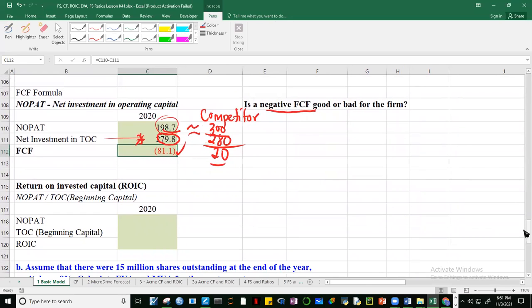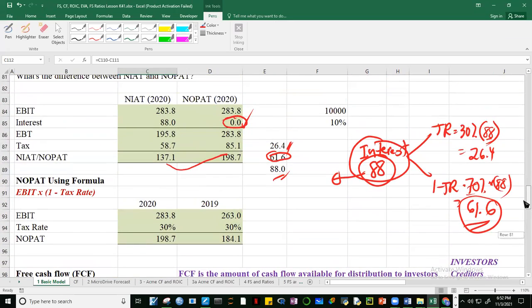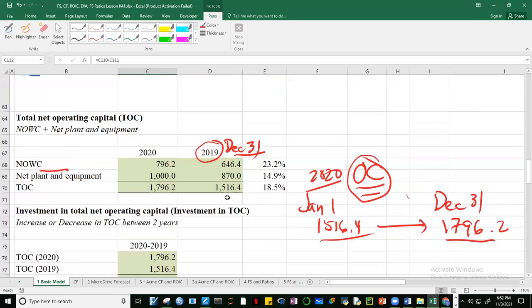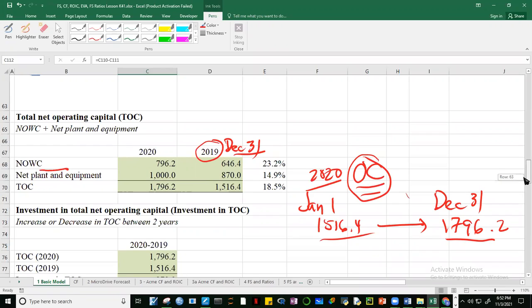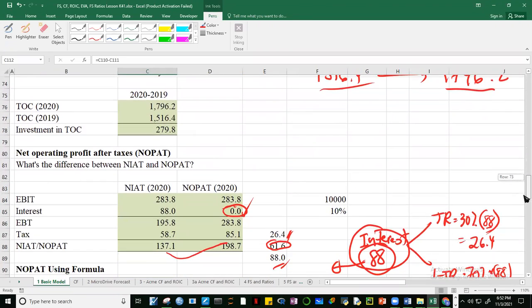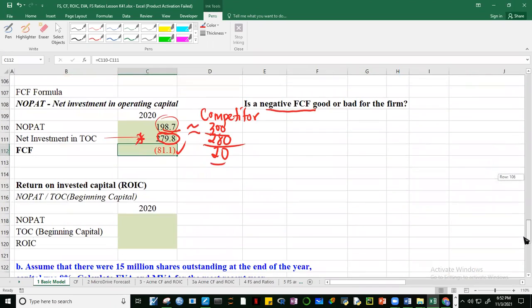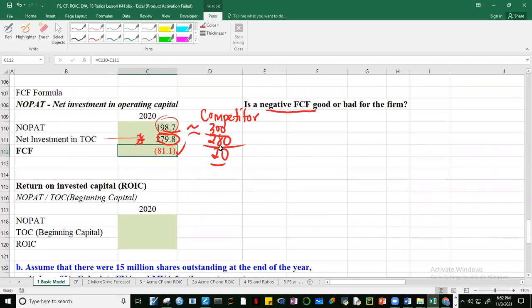And again, guys, reminder, it's best really to benchmark this also with a direct competitor. Because here we're only benchmarking over time. Against time, it appears to be good. But we have to compare this against the direct competitor also, and if we have industry figures, also the industry figures. So I hope that this is clear, guys, the free cash flow.